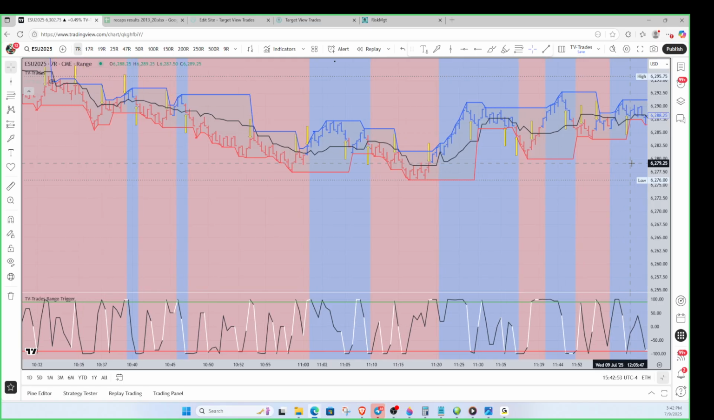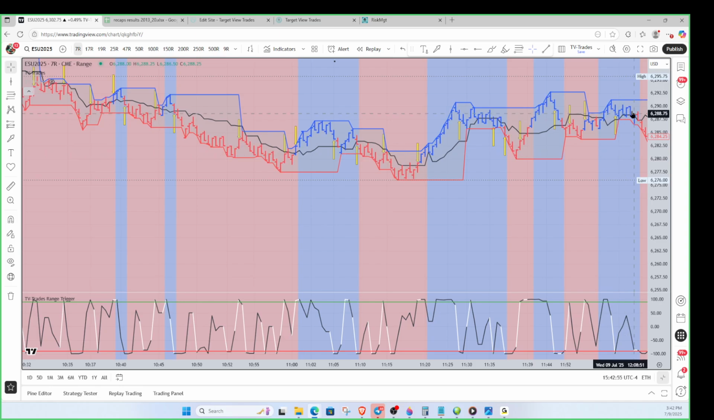Now it got choppy and it moved down. So that one they would probably stop you out. If you didn't move your stop to break even in here, you might have been able to get it to break even in there. But then it changes to red.